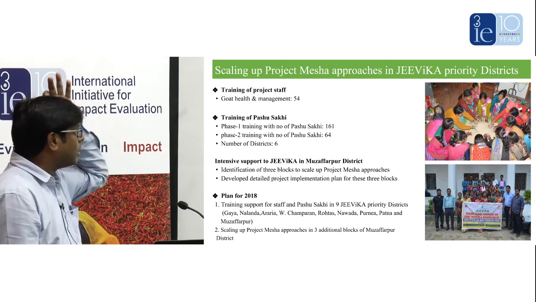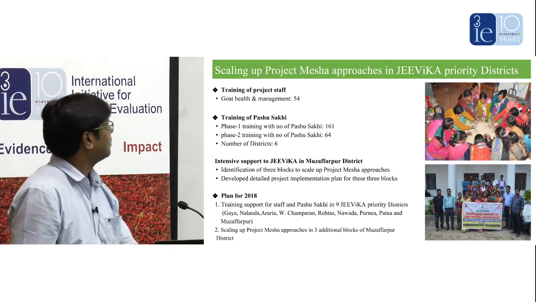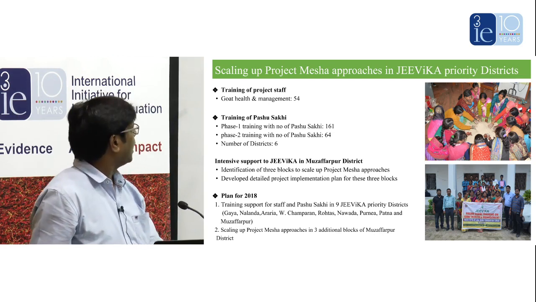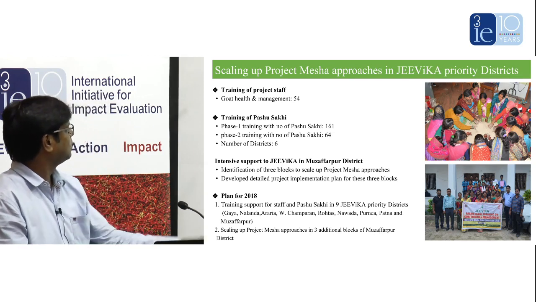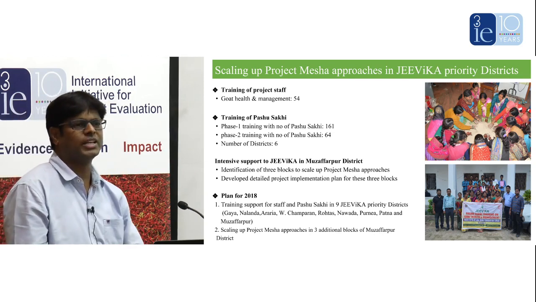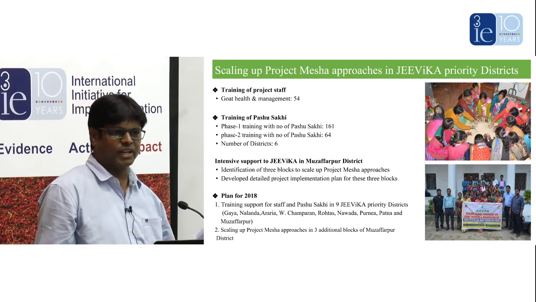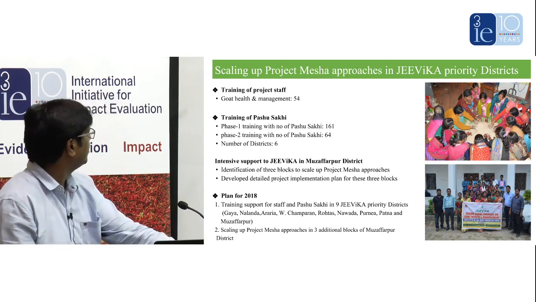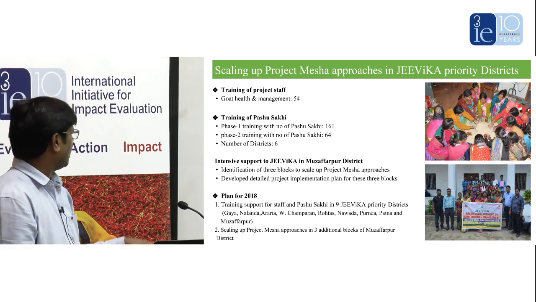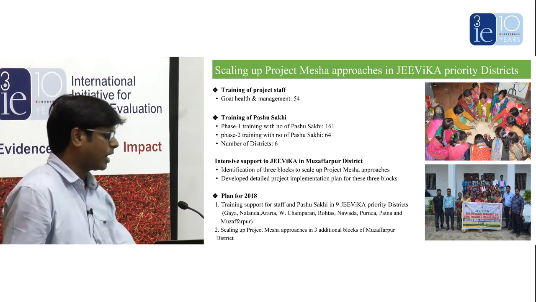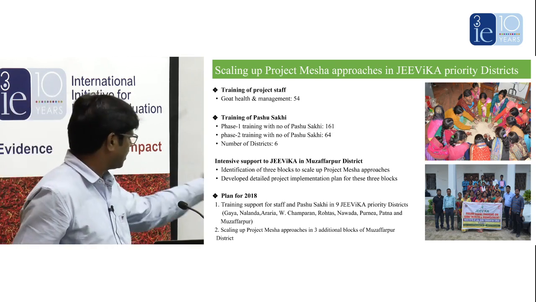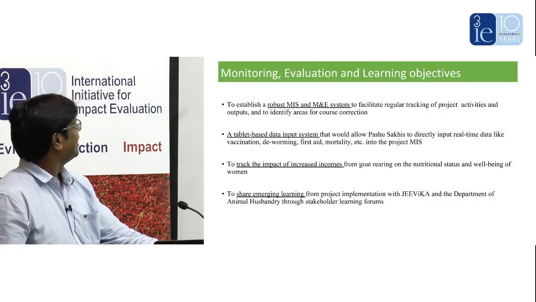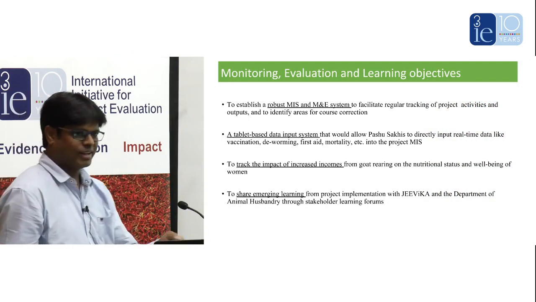And on the scale-up activity, 54 JEEViKA staff have received training. In 6 districts, we have promoted 161 Pashu Sakhis, and the first phase training has been received by 161 Pashu Sakhis, and 64 Pashu Sakhis have received second phase training also. And we have planned to implement the whole program in 9 districts in 2018. Although there are lots of things I will not explain because I have a shortage of time, there are 3 more slides I will quickly run through.